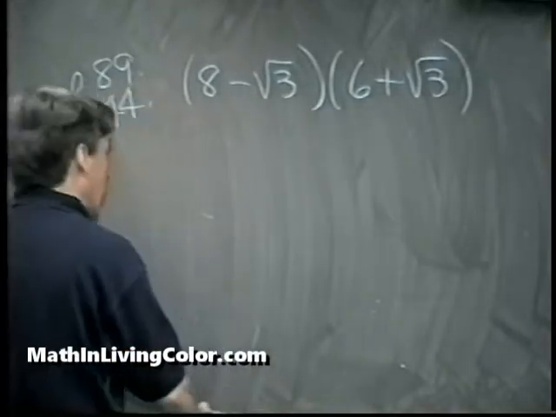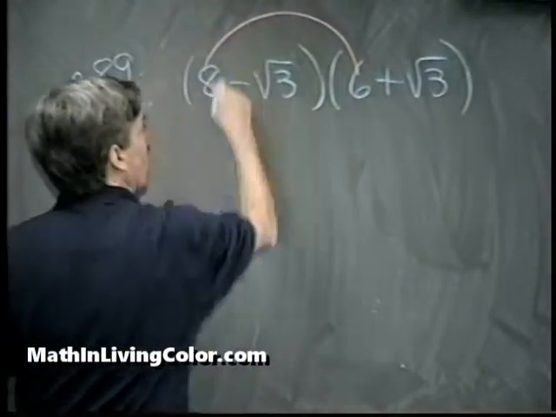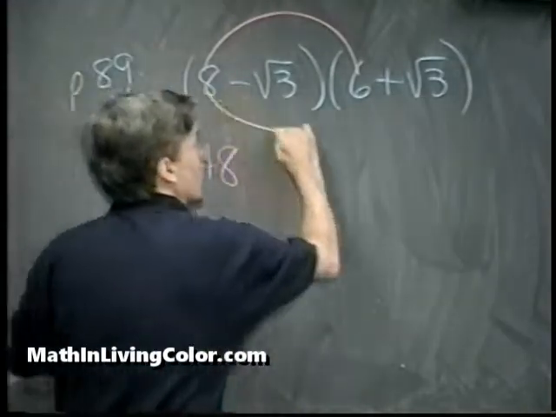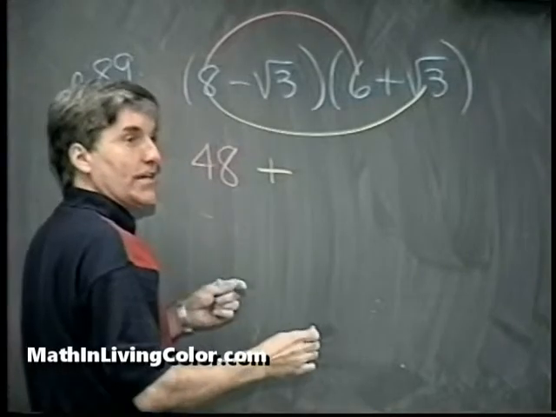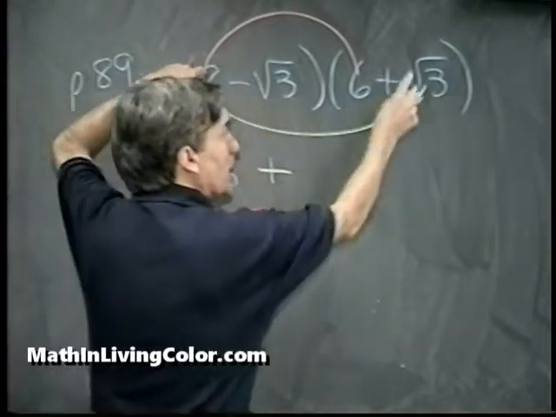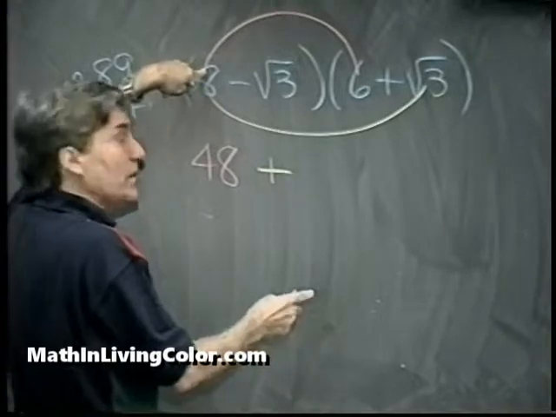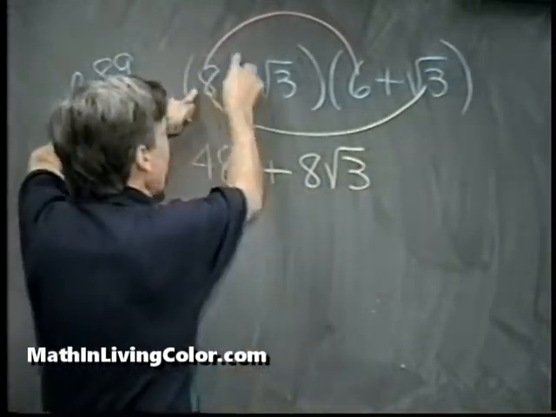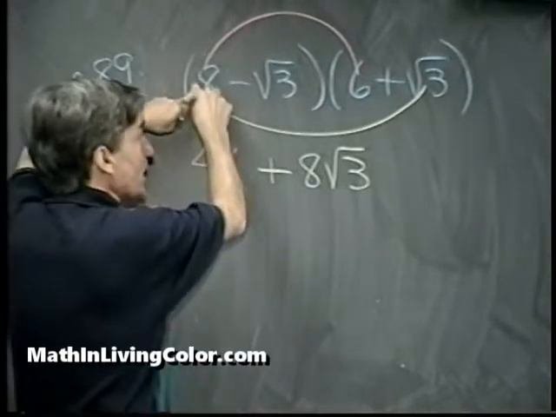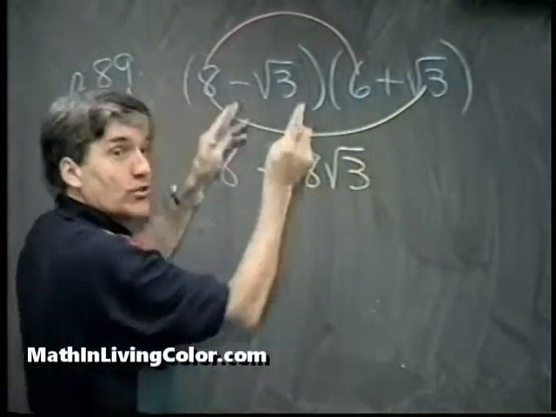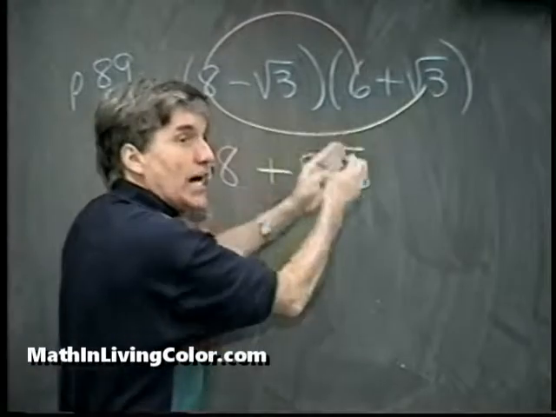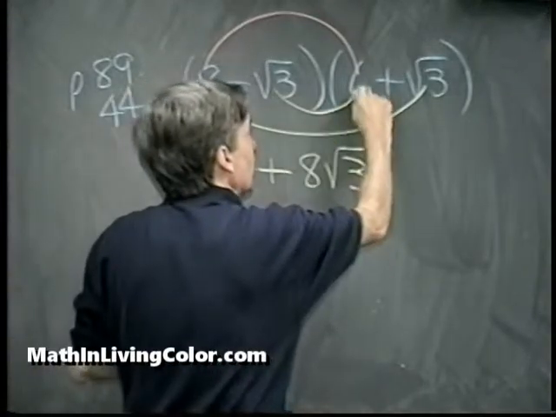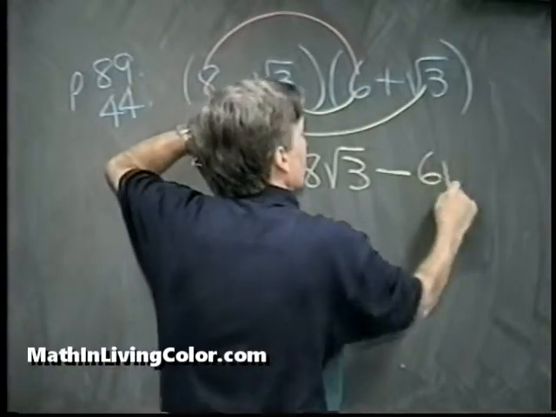Take the first times first, which would be what? 48. All right? And then the outer times outer would be, now this is tricky, get ready. 8 times the square root of 3 is going to be 8 times the radical 3. Okay? Then this is not in a radical. This is not radical 8. If it was radical 8 times radical 3, then it would be radical 24. But it's 8 times radical 3, which is just simply 8 times radical 3. And then the inner times inner would be minus 6 radical 3.